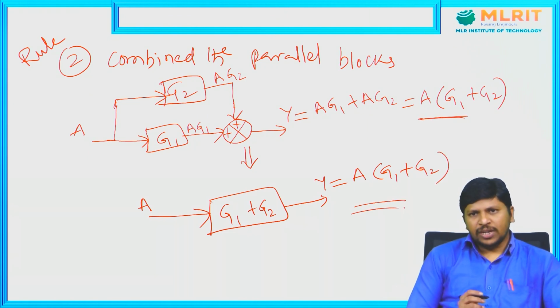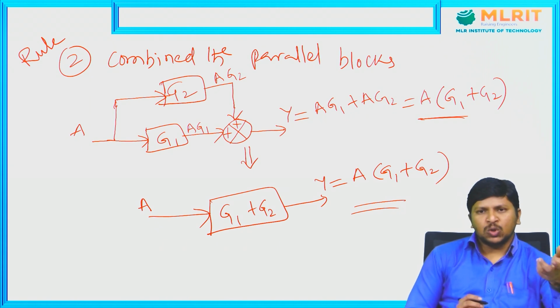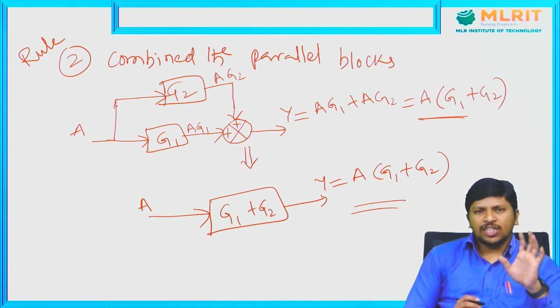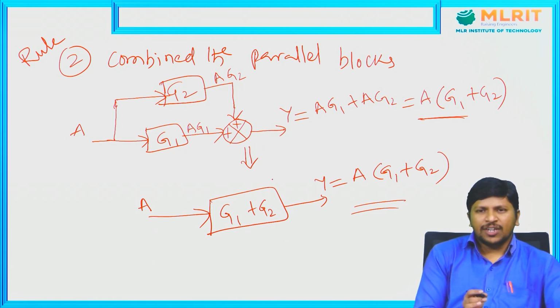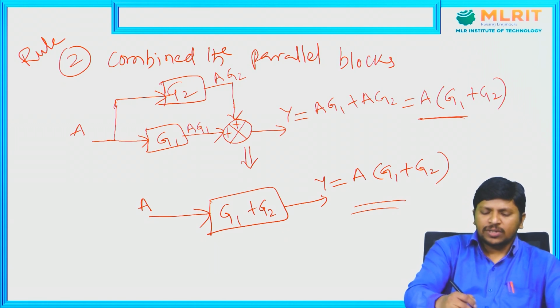So we need to write, when we have two blocks in parallel, we just add the two parallel block gains into a single block. This is the rule for reducing blocks which are in parallel form. We write the single block, simply adding the two parallel block values.